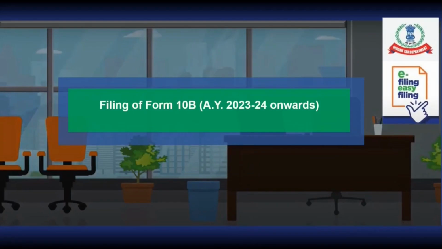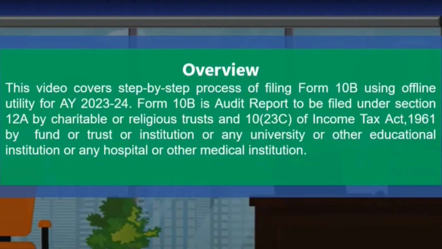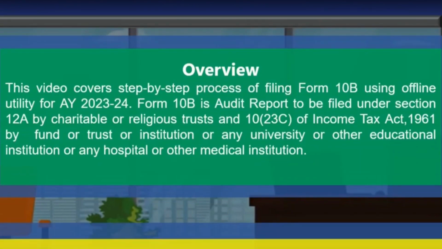This video is on filing of Form 10B for assessment year 23-24 onwards. Form 10B is the audit report which is required to be filed under Section 12A by charitable or religious trusts, and under Section 10(23C) by funds, trust or institution or any university or other educational institution or any hospital or other medical institution to claim exemption under the Income Tax Act.